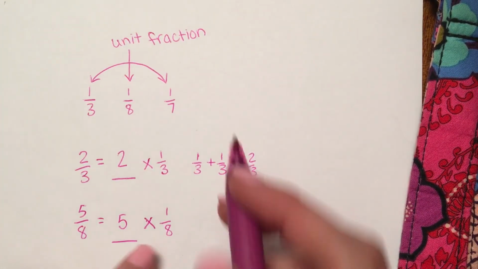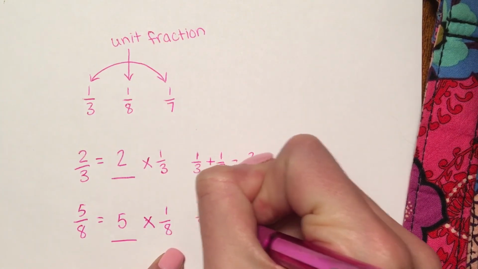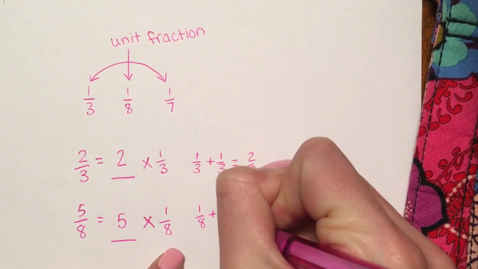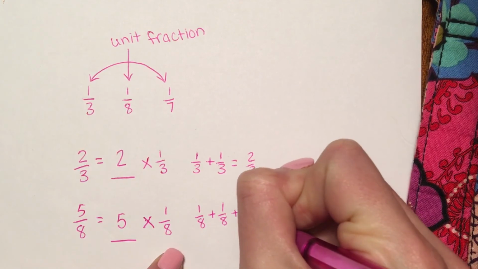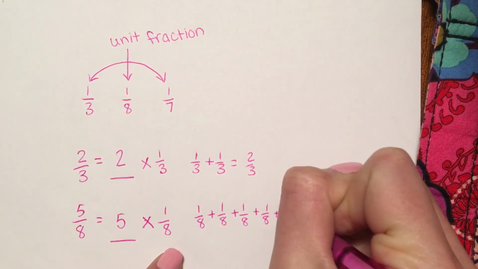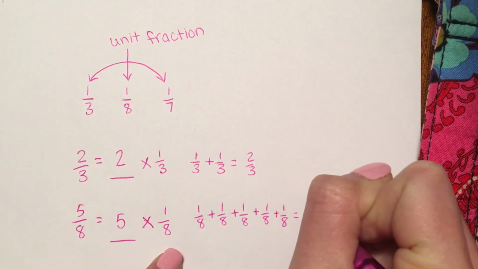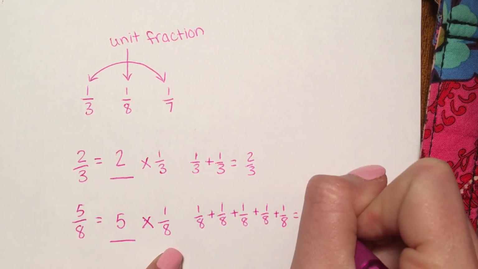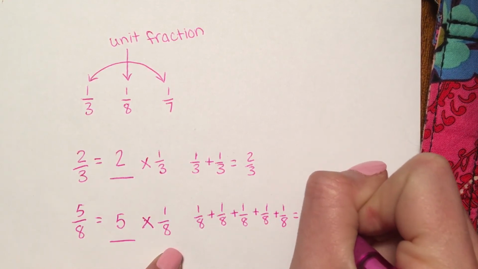Take a look at 5/8. How many times would I need to write out 1/8 to get to 5/8? 5 times. So it's the same thing when you think about how we decomposed non-unit fractions into a sum of unit fractions.